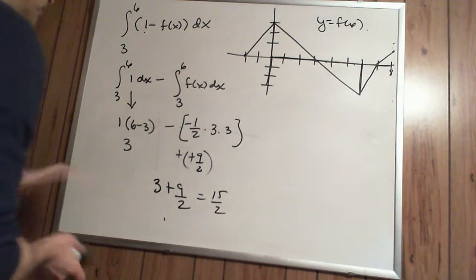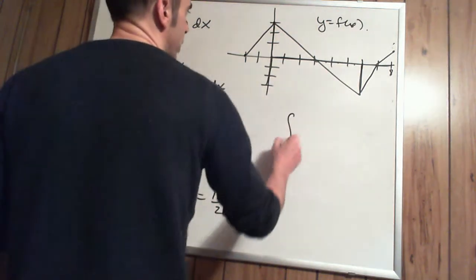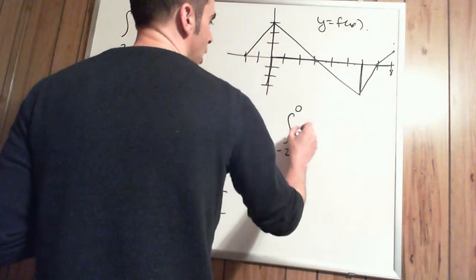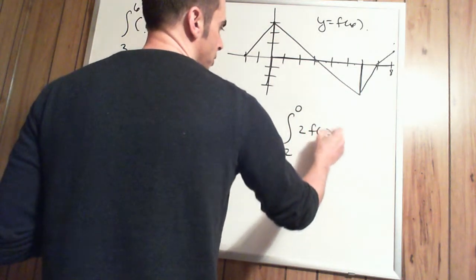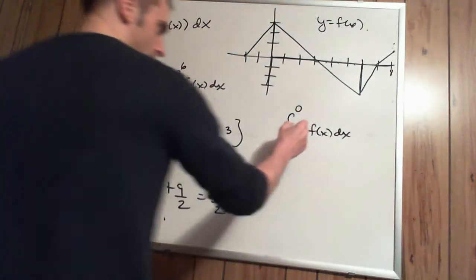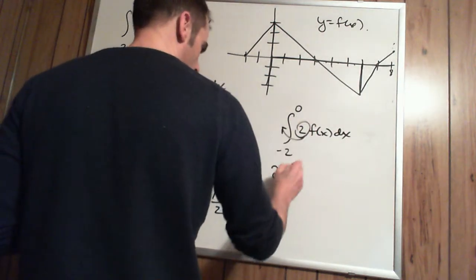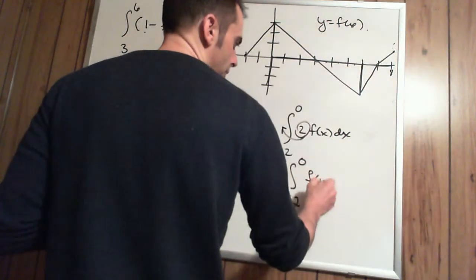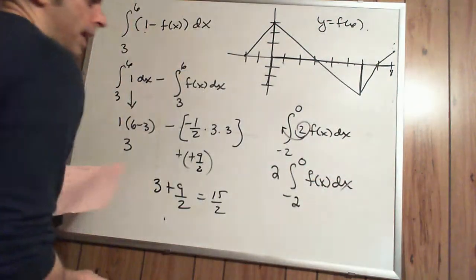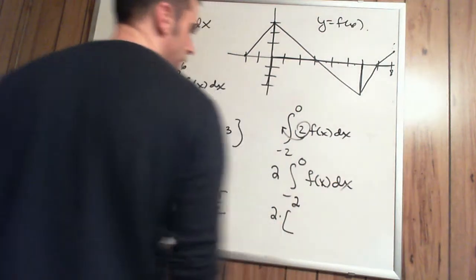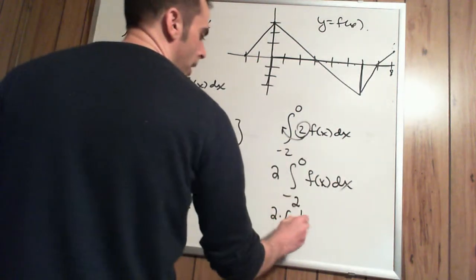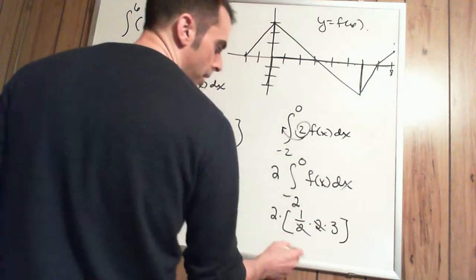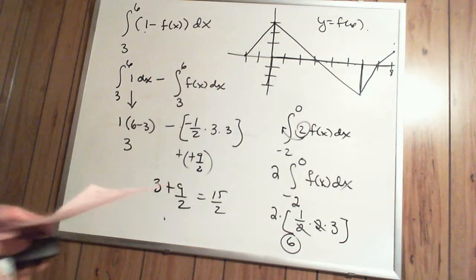Okay? And also, if we had anything like this, if I go from negative 2 to 0 of, say, 2 times f of x dx, well, obviously it's just a constant. And as before, we could pull the constant out in front and do 2 times the integral from negative 2 to 0 of f of x dx. And then this area is above the x-axis, so that would be 1/2 times 2 times 3, which would give me a value of 6. Okay?